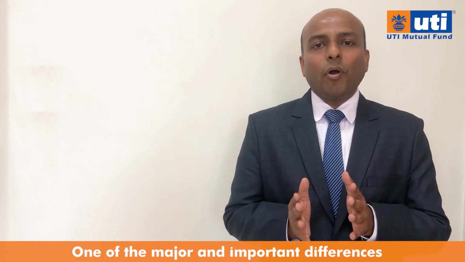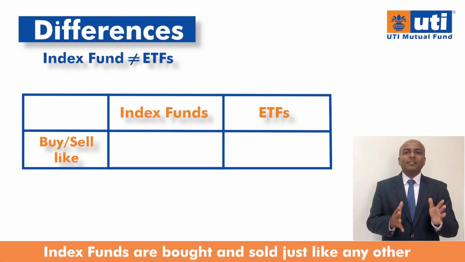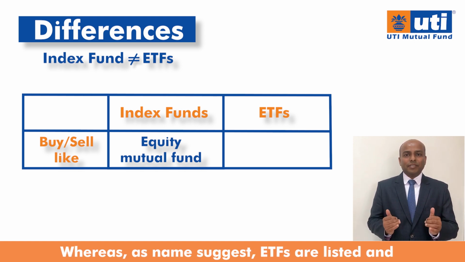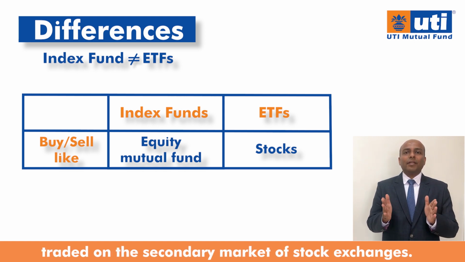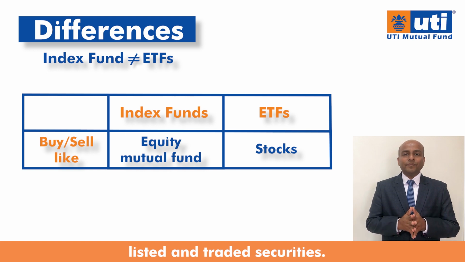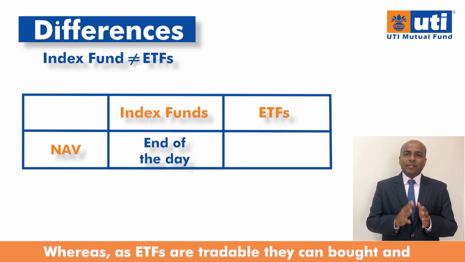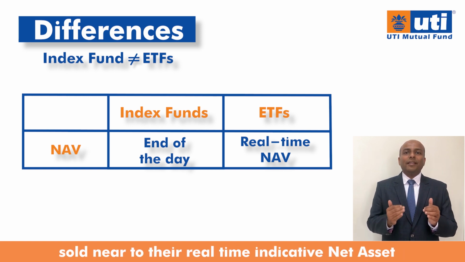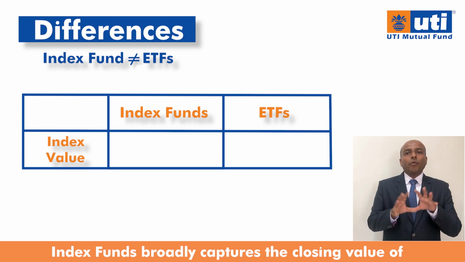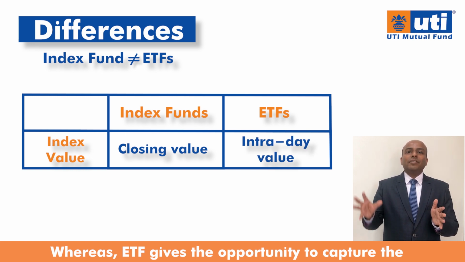One of the major and important differences between the index fund and ETF is the way of investing into these funds. Index funds are bought and sold just like any other traditional equity mutual fund schemes. Whereas, as the name suggests, ETFs are listed and traded on the secondary market of stock exchanges. Thus, they can be bought and sold just like any other listed and traded securities. Investment in an index fund is made at the end of the day NAV, whereas as ETFs are tradable, they can be bought and sold near to their real-time indicative net asset value, which is commonly known as INAV. Index fund broadly captures the closing value of an index, whereas ETFs give the opportunity to capture the intraday index movement.